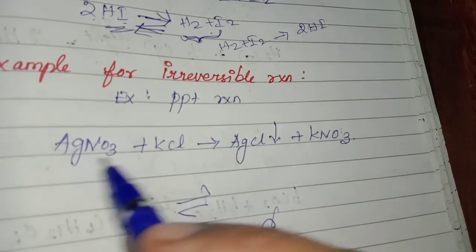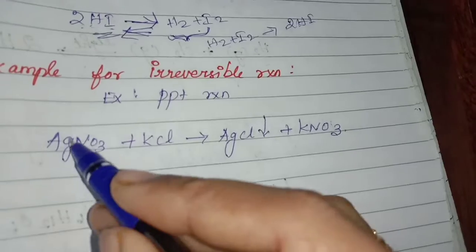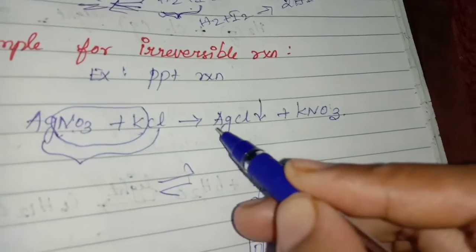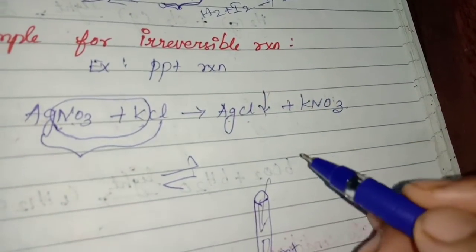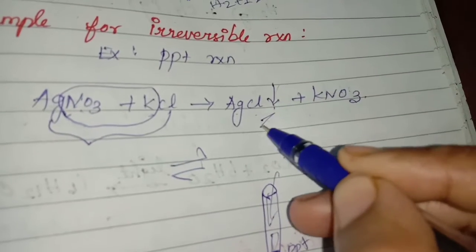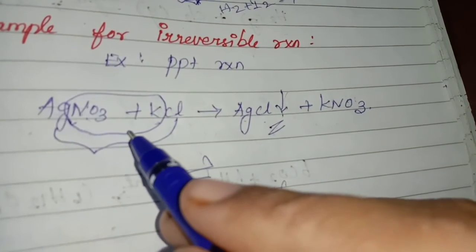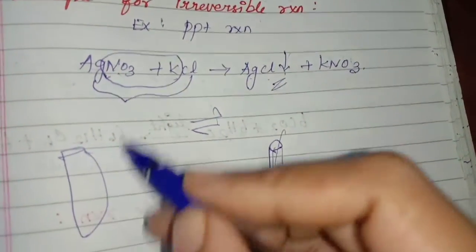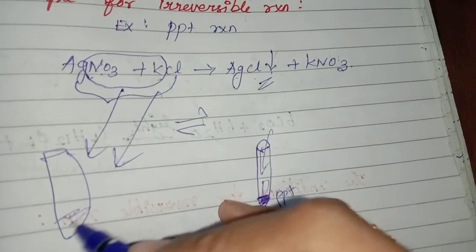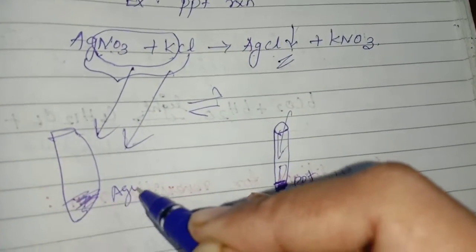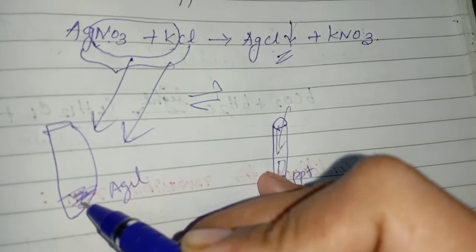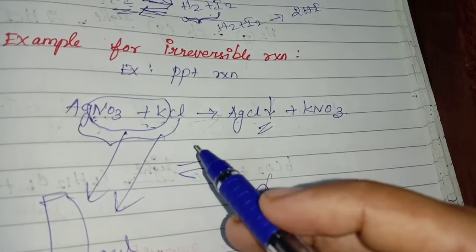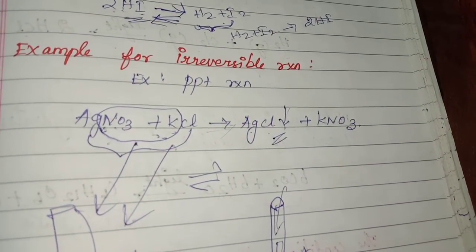Example: silver nitrate plus potassium chloride. KNO3 combines together and AgCl combines together. Then AgCl precipitate forms, plus KNO3. This precipitate should not give the same reaction again. So that is known as an irreversible reaction. In a test tube we take AgNO3 and KCl, then we get some AgCl precipitate. Again, this precipitate should not give the same thing back. So it happens in a single direction only. This is an example of an irreversible reaction.